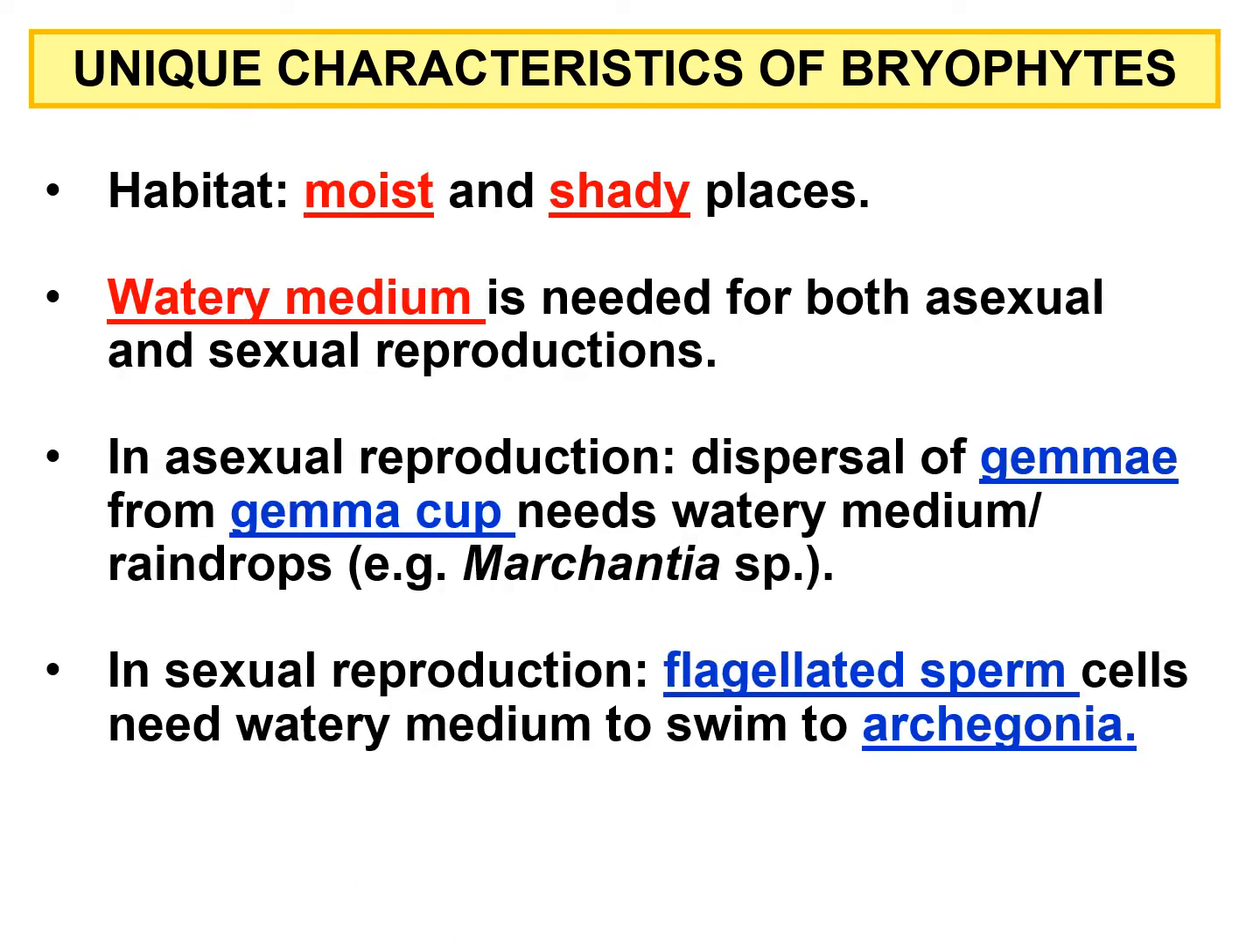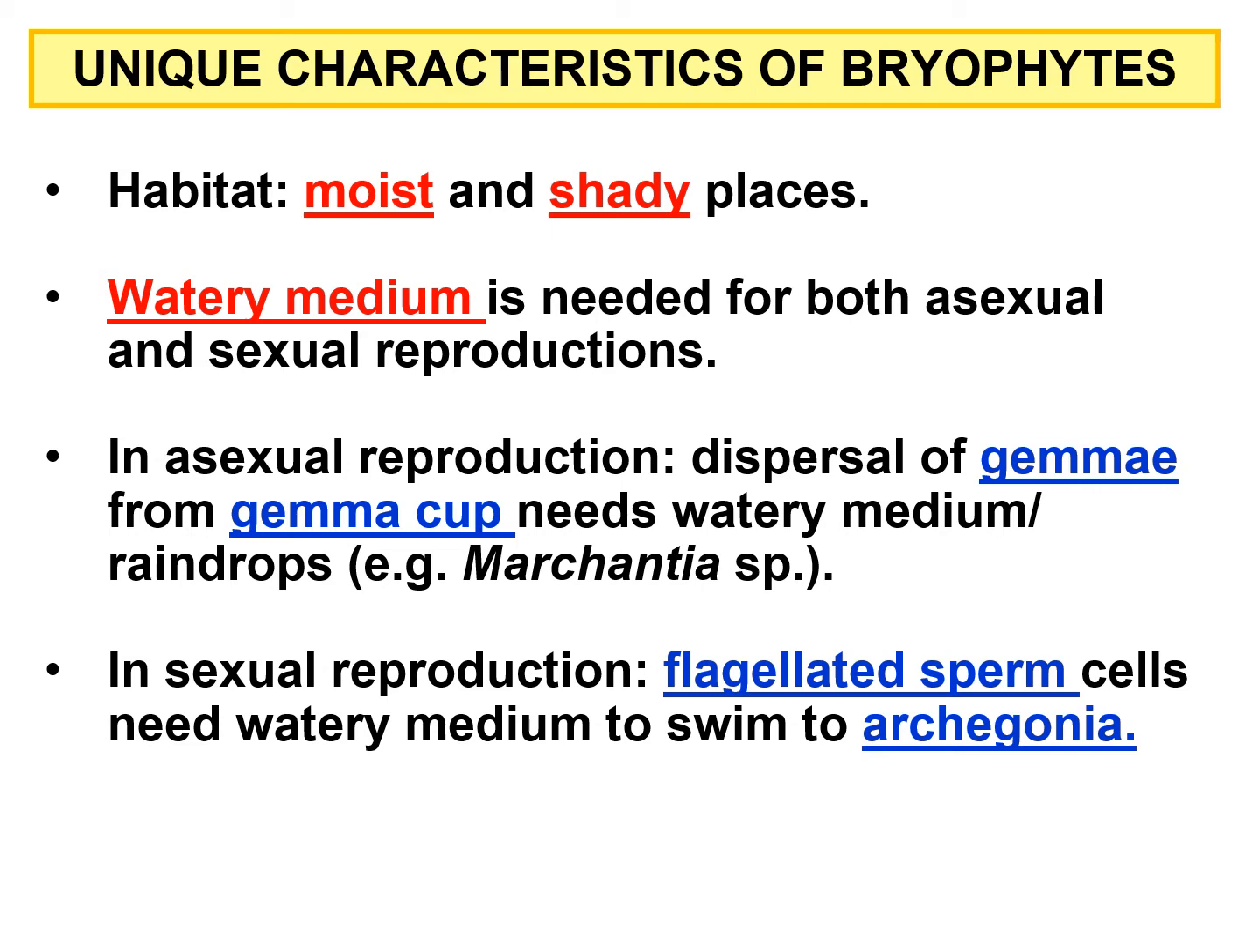They live in moist and shady places. They cannot have direct access to sunlight. Sebab nanti air akan mudah tersejat ataupun nanti cepat kering. Watery medium is needed for both asexual and sexual reproduction. They need the water. Besides, they need the water for their storage. They also need the water for reproduction, because the water is the medium for the spores to be dispersed, and also for the gamete to swim.